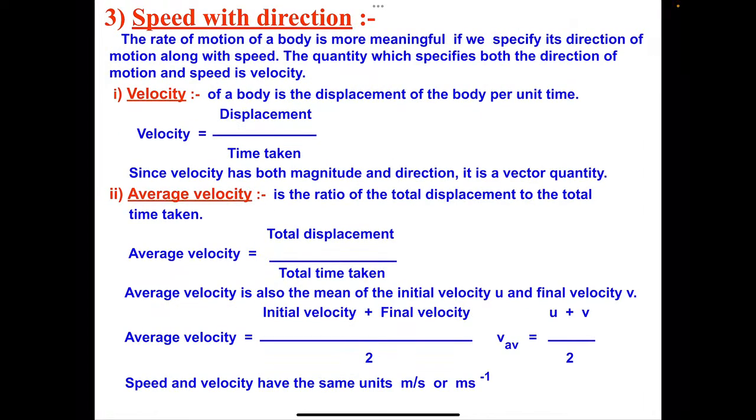Move to the next slide. It is speed with direction. Speed with direction is nothing but velocity. So we can say velocity is speed with direction. The rate of motion of a body is more meaningful if we specify its direction of motion along with speed. The quantity which specifies both the direction of motion and speed is velocity.